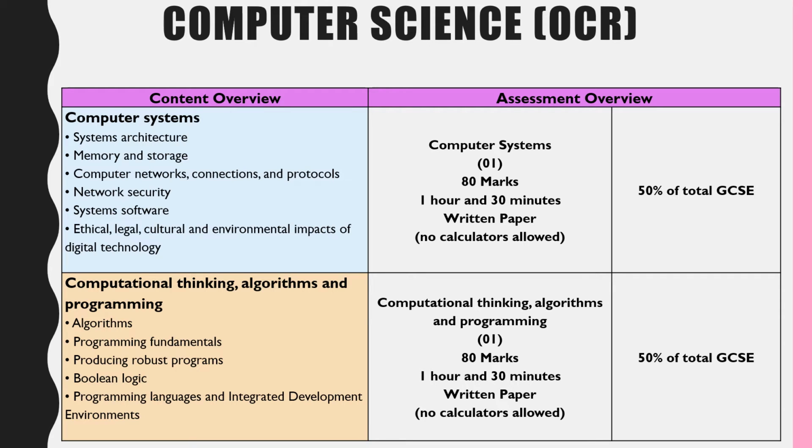Both of these papers are weighted equally. They're both an hour and a half and they're 80 marks each. The first paper is completely theory, and it also has a long answer question within that. And then the second paper is split up into two bits. One testing some theory knowledge, and then the second part of that paper is about writing code and being able to adapt code.